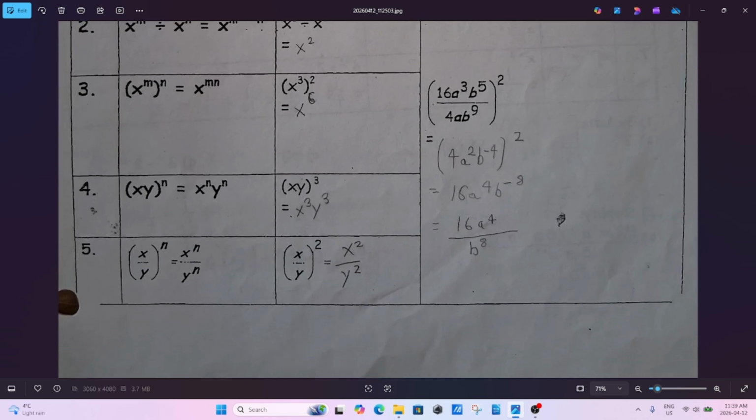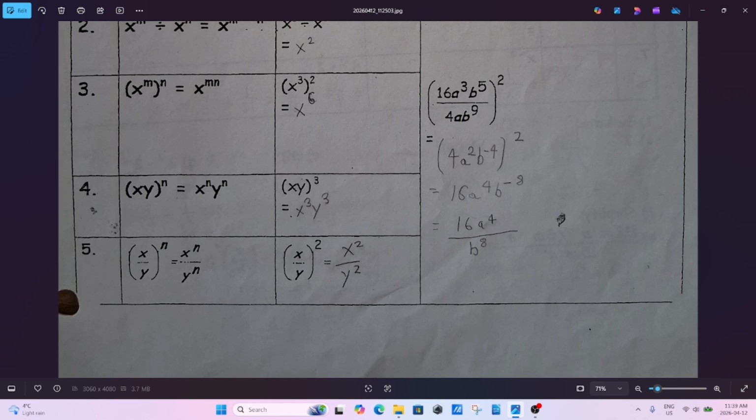Number 4, x times y, all to the exponent n, is just x to the n times y to the n. So for example, if you have x times y all in one bracket to the exponent 3, the 3 can be distributed to each variable inside the bracket. So you get x to the 3, y to the 3.